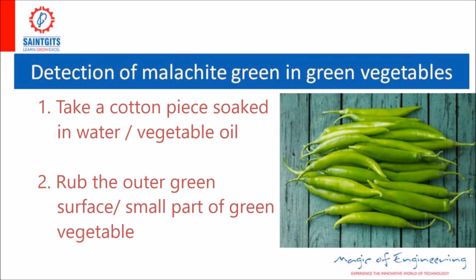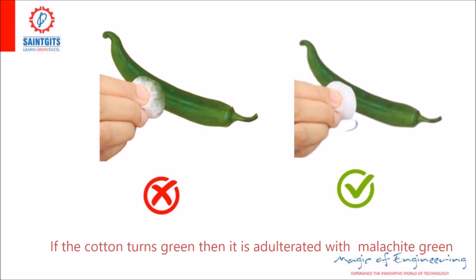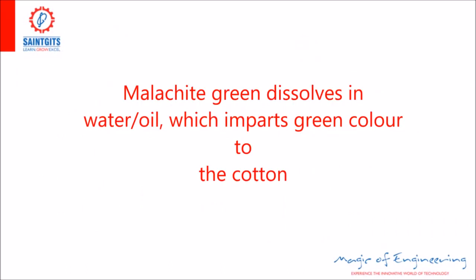Detection of malachite green in green vegetables. Take a cotton piece soaked in water or vegetable oil. Rub the outer green surface or a small part of the green vegetable. If the cotton turns green, then it is adulterated with malachite green. Malachite green dissolves in water or oil, which imparts green color to the cotton.